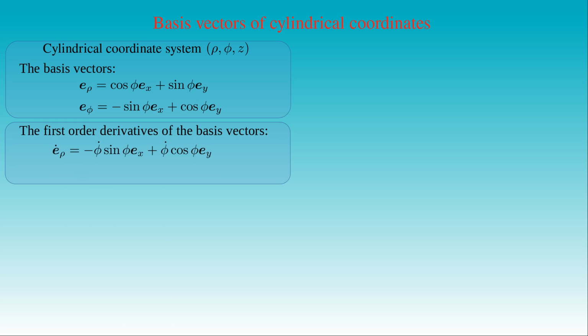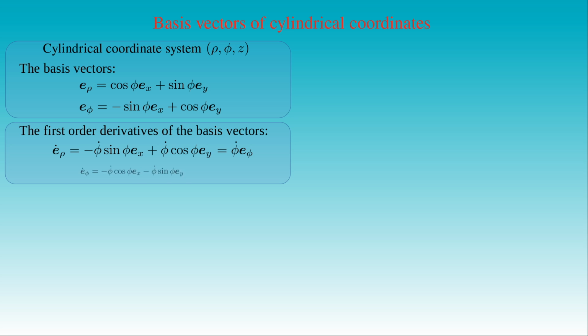Let us start with the computation of the first-order derivatives of the basis vectors. If we differentiate the basis vector e rho with respect to t, then the x component of the derivative vector will be minus phi dot times sine phi, and its y component will be phi dot times cosine phi. Now we can factor out the derivative of phi, and the rest of the terms gives nothing but the basis vector e phi. Then the parametric derivative of the basis vector e rho is equal to the basis vector e phi multiplied by the parametric derivative of the azimuthal angle phi.